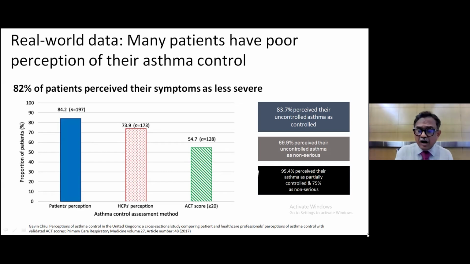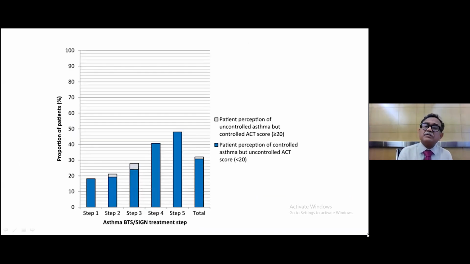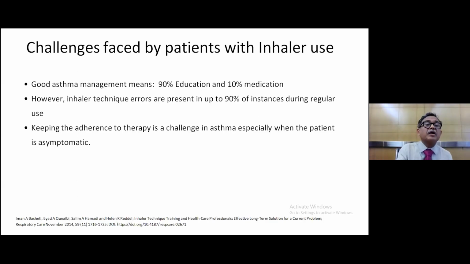So from the asthma point of view, if we see the patient's perception of uncontrolled asthma but controlled ACT test, that white area over here is lesser, but it is still there. And the patient's perception of controlled asthma but uncontrolled ACT is significantly high in all steps of asthma. Step 1, step 2, step 3, step 4, and the total perception is also, you can say, many times wrong.